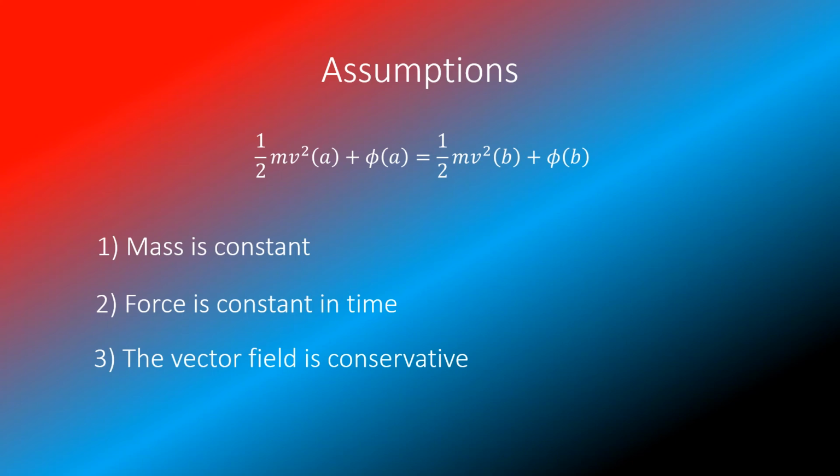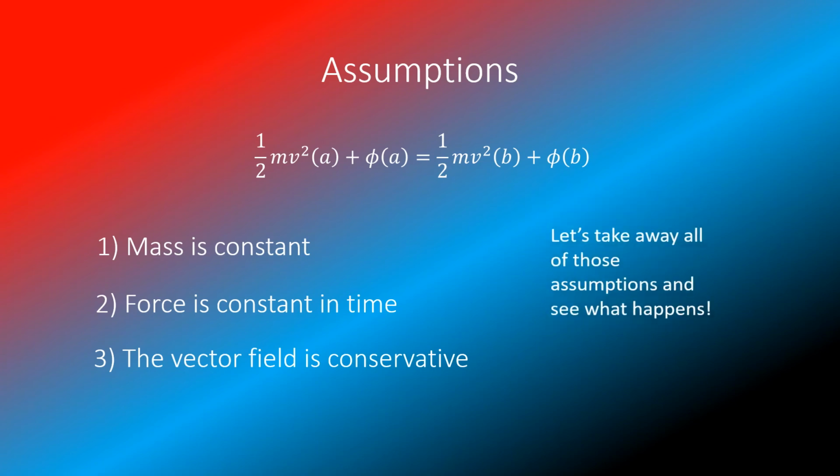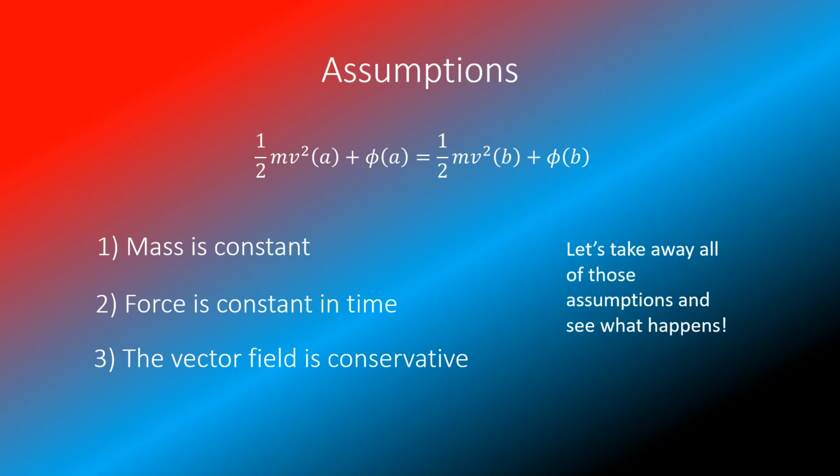And 3 is that the vector field is conservative, meaning that we can express the work as the change in scalar potentials. So I decided to see what happens when we let go of all 3 of these assumptions and see where the math takes me. So I'll admit that at this point I'm not really sure what I'm doing, but hey, let's see what happens.